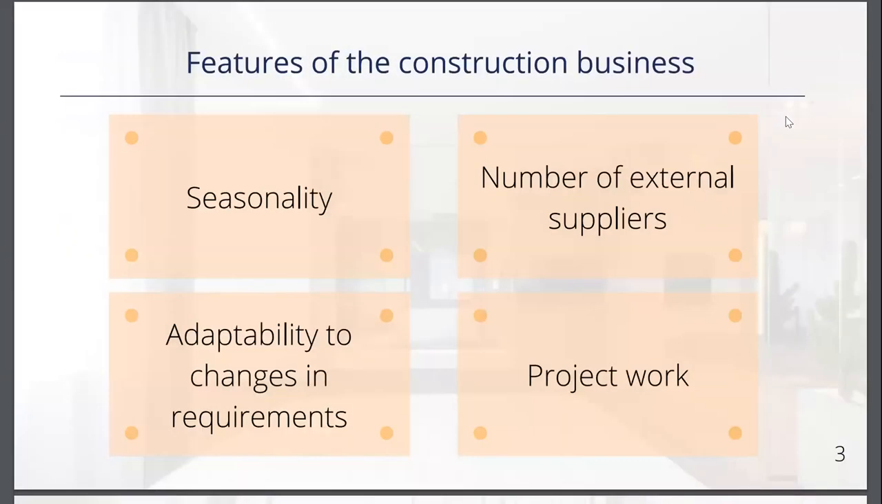To understand the construction business, we of course need to understand its main features. The first and very important one is seasonality. Most work is done by construction companies from April to November. Also, a construction business can have a big number of external suppliers, and construction companies need to be flexible and react to changes in requirements from customers. We also need to understand that construction is about projects.